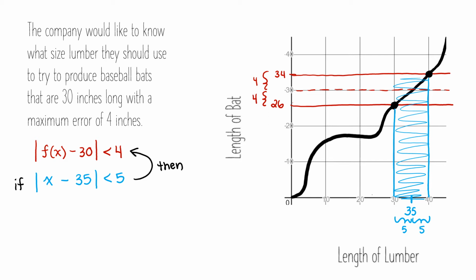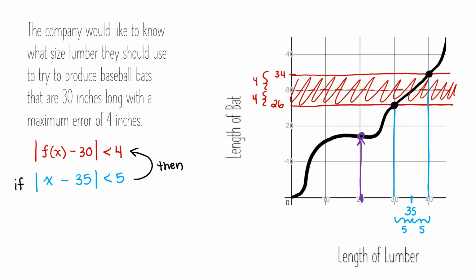Because if we had a length of lumber that was 20, because that'll already have a line, that would mean that we landed over here. And that is not inside our error band, so that doesn't help us. But if we had a length of lumber that was like 36, we'd still fall within our error band. So we're happy there. Of course, we do want to get as close to 30 as possible.